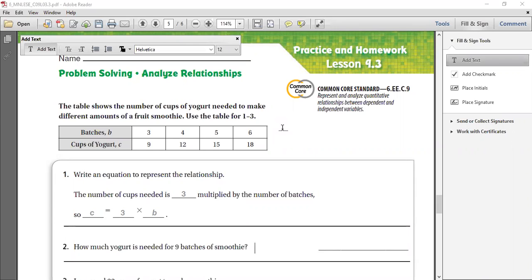This week we will be finishing chapter 9, because today we'll be starting chapter 9 lesson 4. But before we start, as usual, let's start by checking the homework.